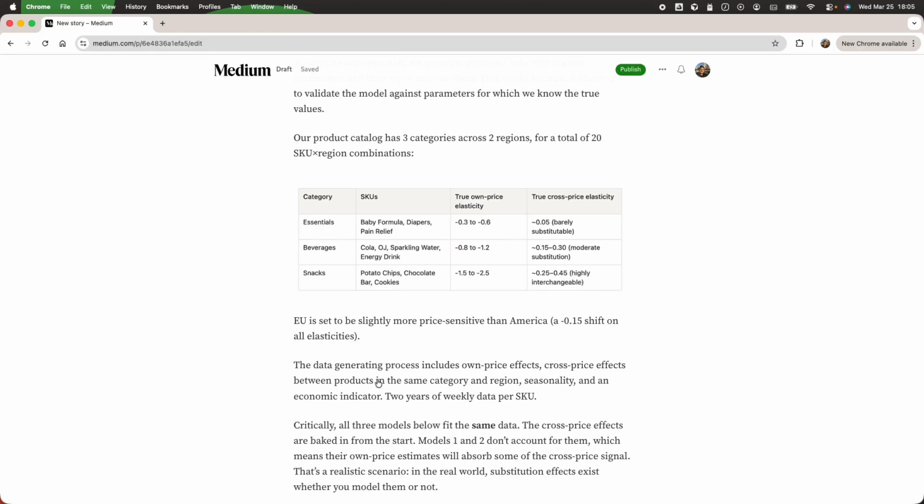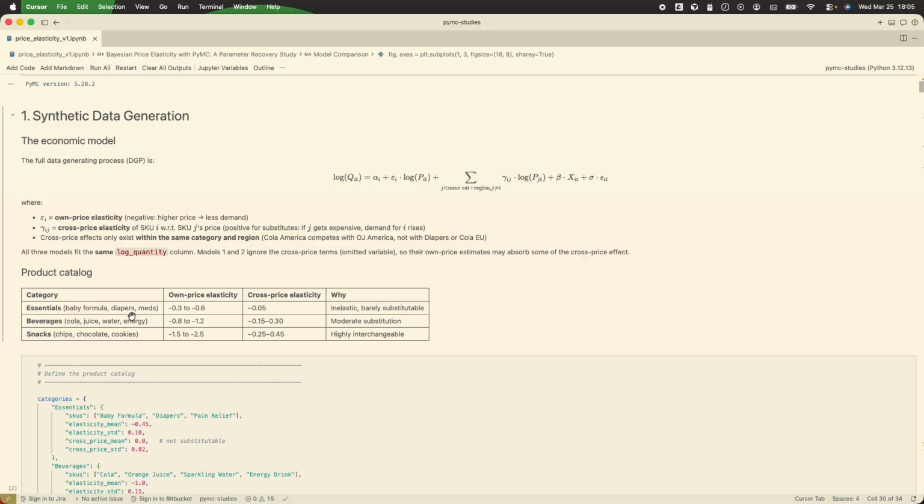The idea is to create a few product categories. In here, I have 3 in my synthetic data: essentials, beverages, and snacks. Why is that? These different categories have essentially different price elasticities. So here I'm making the distinction between own-price elasticity and cross-price elasticity. Own-price is how much a change in the price of, let's say, baby formula affects the demand for baby formula.